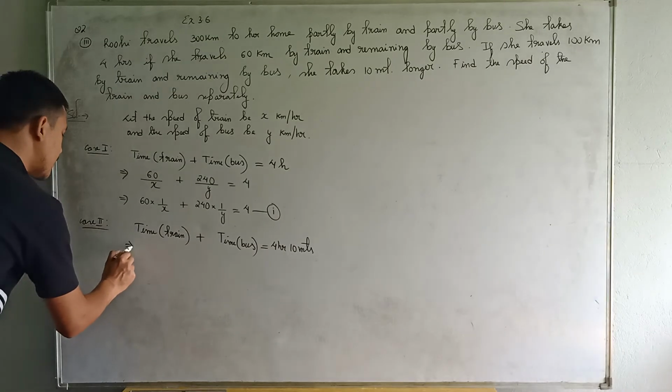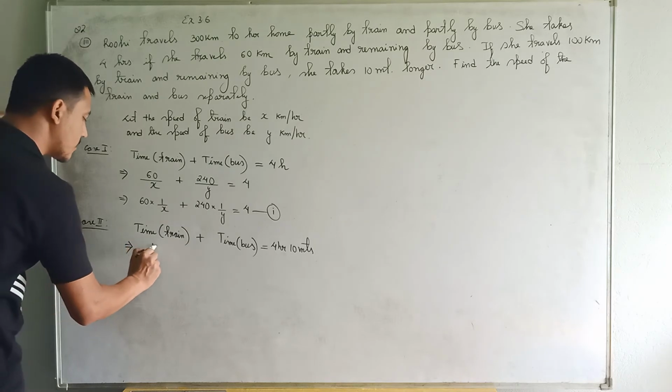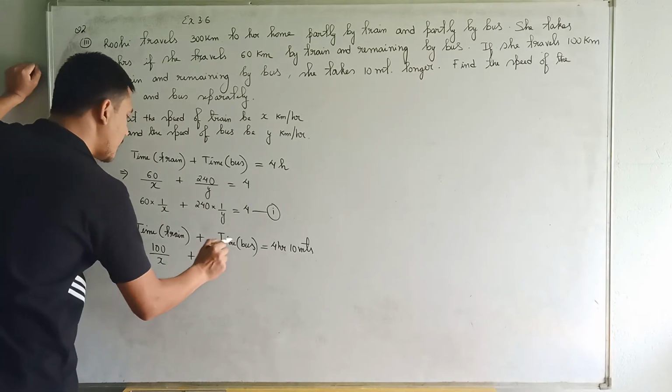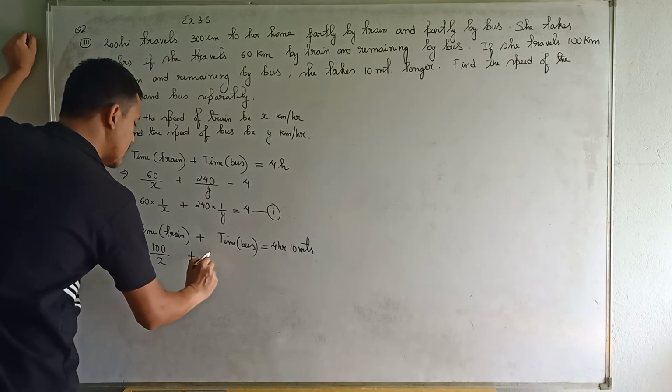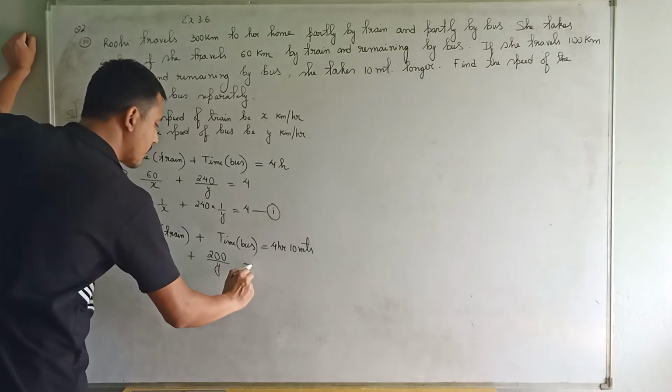So time can be expressed as distance upon speed. This time the distance covered by the train is 100 and the speed of the train is x. Time taken by bus. Time can be expressed as distance upon speed. Distance covered by the bus is 200 upon the speed of the bus, y.